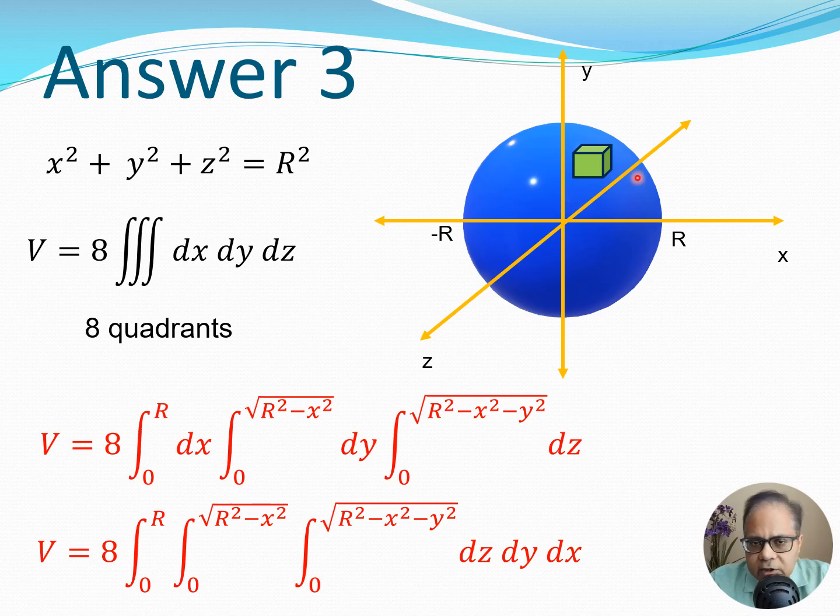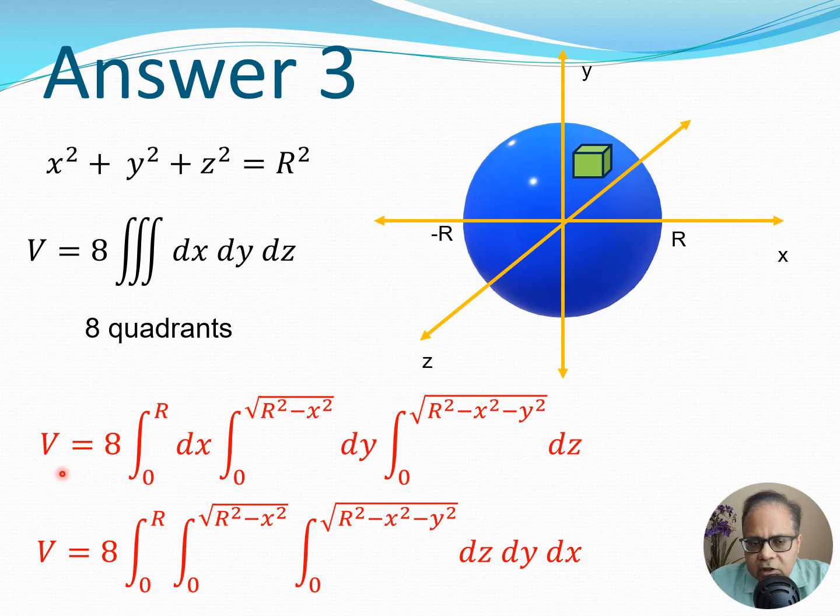So if we now consider that there is a small cube here in this particular xyz coordinate system, this small cube would have a dimension, let's say dx, dy, dz, depending on the three faces of the cube. So essentially if we consider this sphere to be in 8 different quadrants, then we can say that the volume is going to be 8 times the triple integral of dx, dy, dz. So this again is the math representation of the volume, and we can try to solve this problem here.